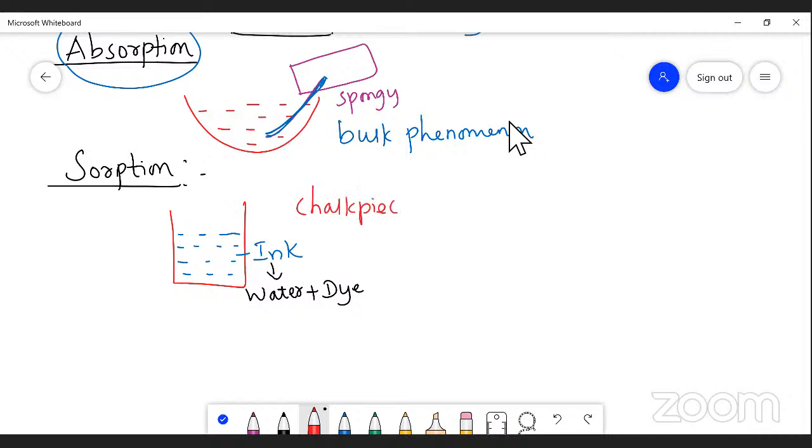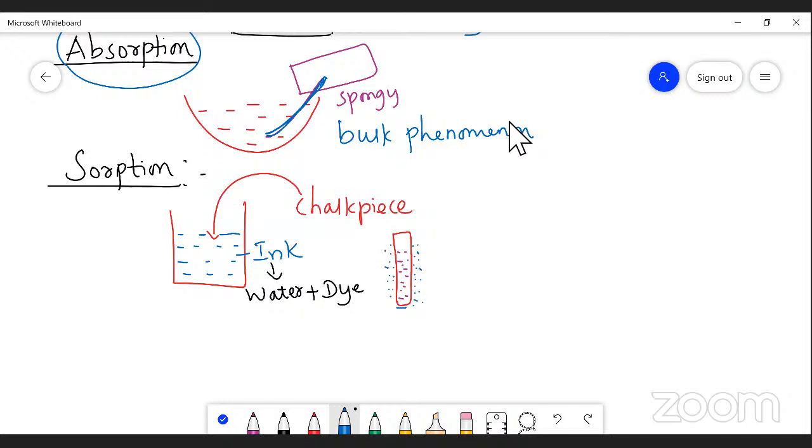Now I'm going to dip the chopper into the solution. I'll draw the chopper like this. This is the chopper. Now I'm going to dip it into the solution. What happened? I can clearly show that the water molecule is penetrating inside the chopper. But the ink will be present on the surface of the chopper. That's why the blue color appears on the surface.